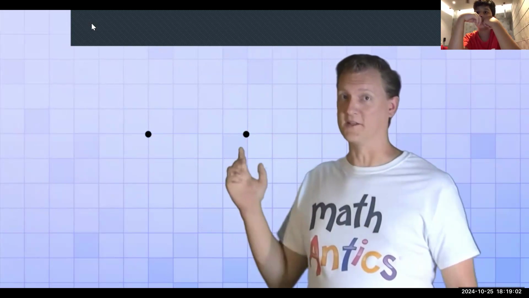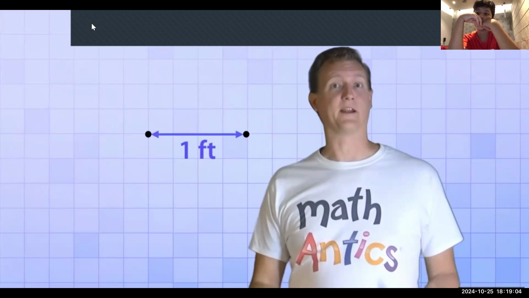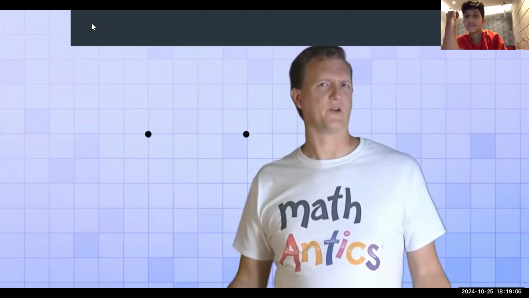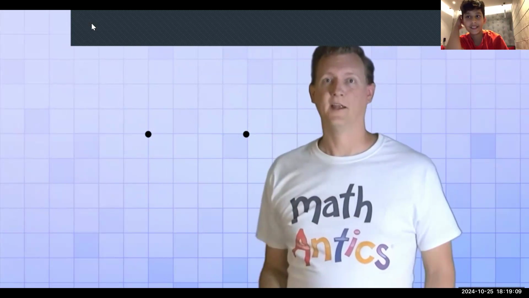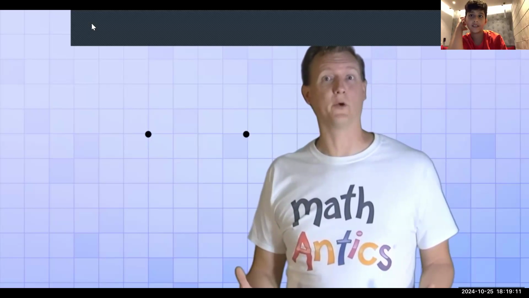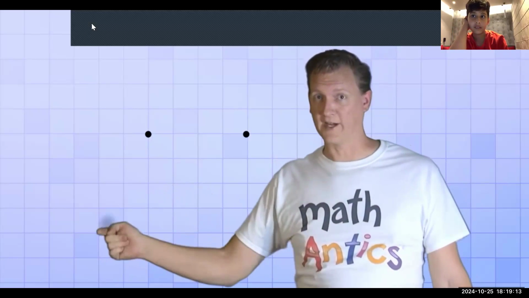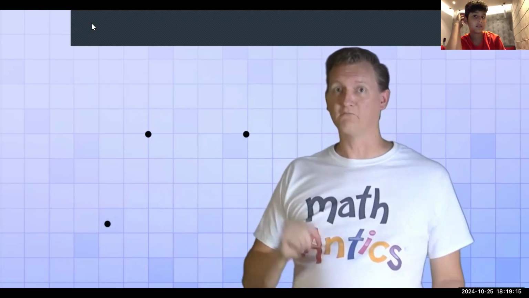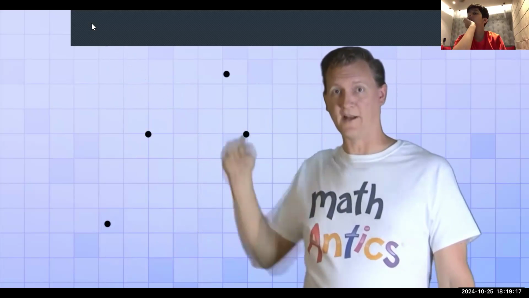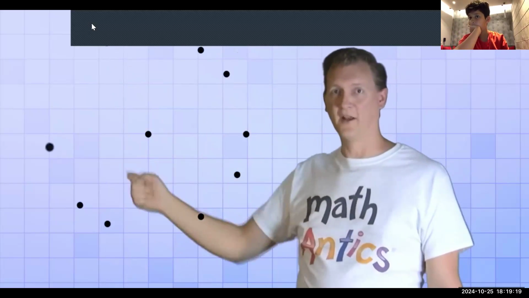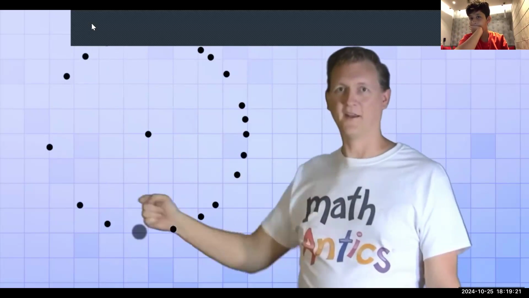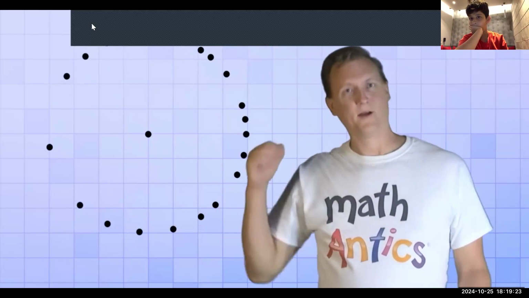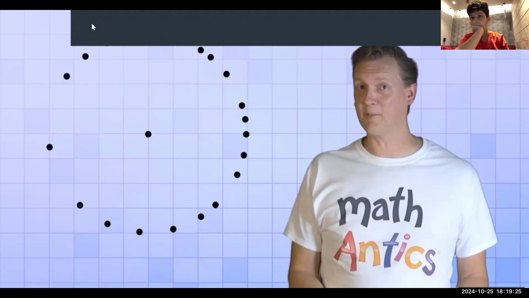This point is a foot away to the right. Now let's make another point a foot away, but in another direction. Let's say up here. Now let's make another one, also a foot away, but in another direction, right here. Now let's make another, right here. And another. Phew, I'm getting tired. But do you see what's happening?